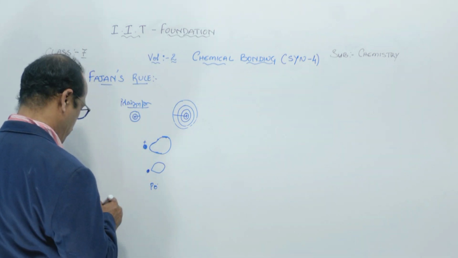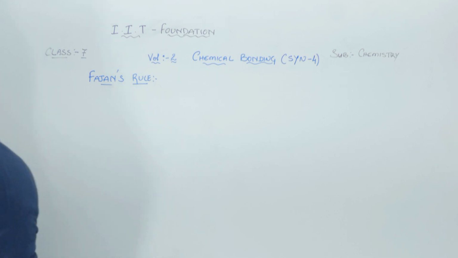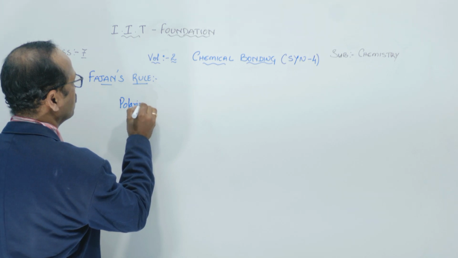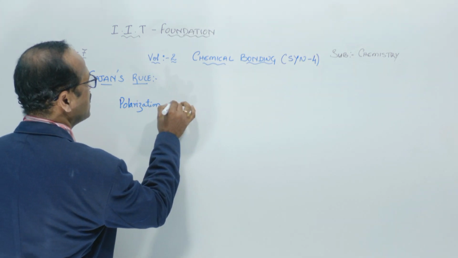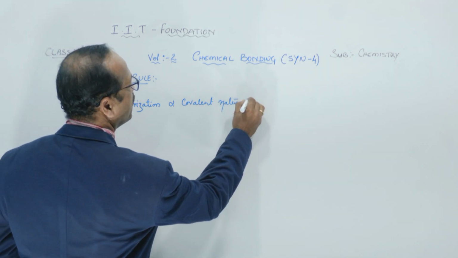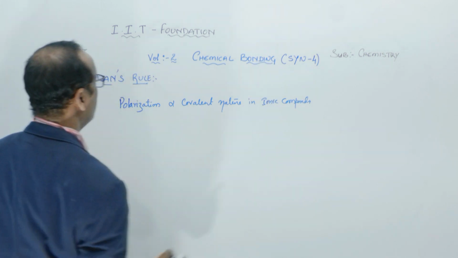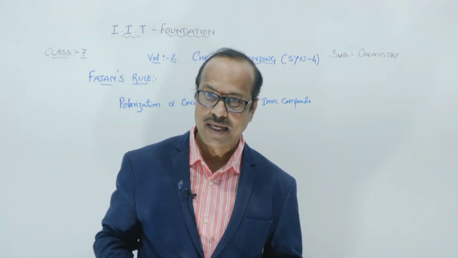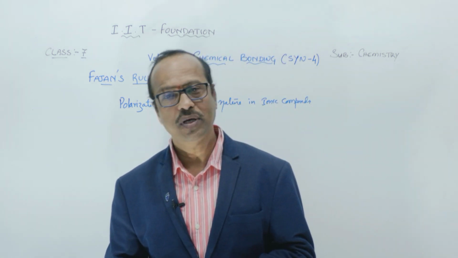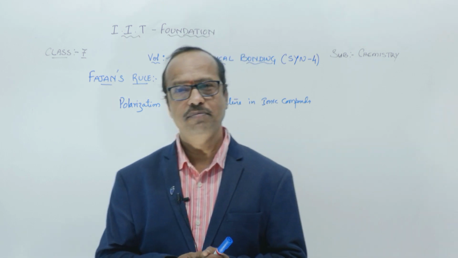So polarization is directly proportional to the covalent nature in ionic compounds. Meaning, as the polarizing power increases in ionic compounds, the covalent nature increases. It is directly proportional to covalent nature. Is this clear? So that is about Fajan's rule, very simple.